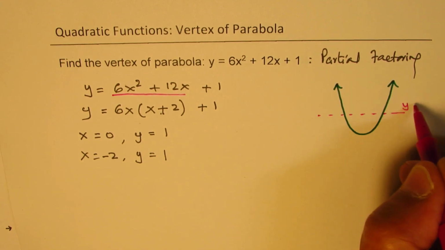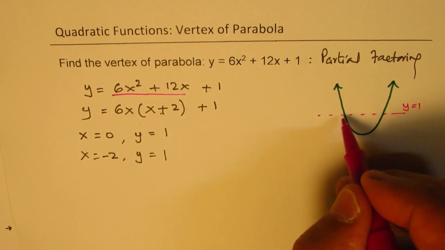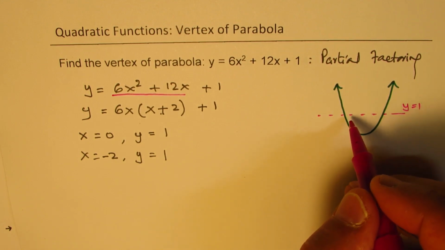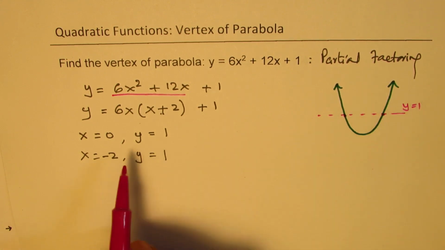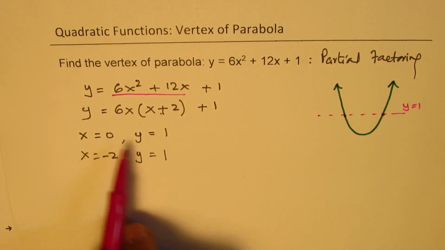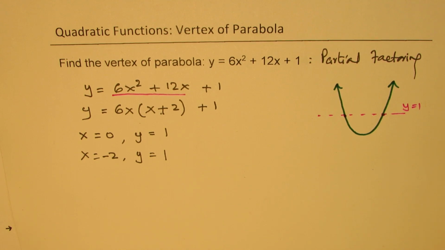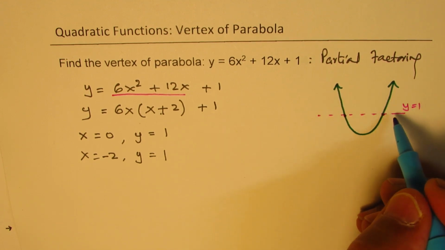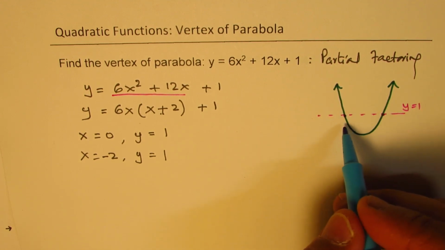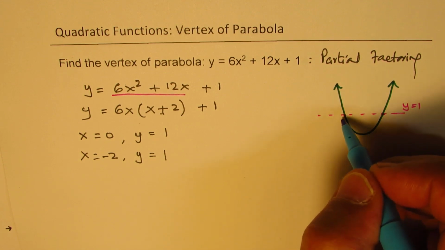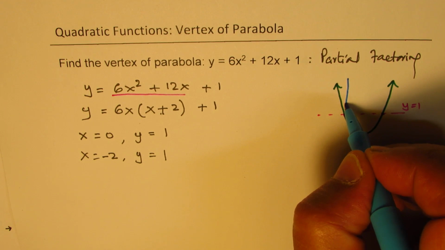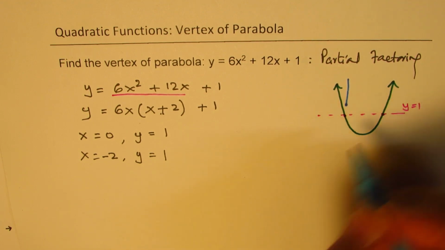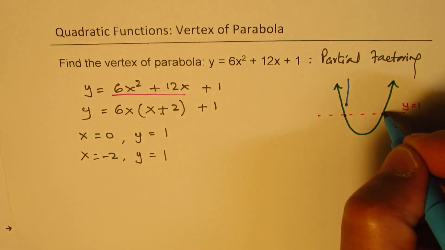Let's say this is y equals 1. Y is 1 at two x values, and both these x values are 0 and minus 2, right? Since this is at 0, that is also the y-intercept. So x equals 0 and minus 2. So this one is 0, right?